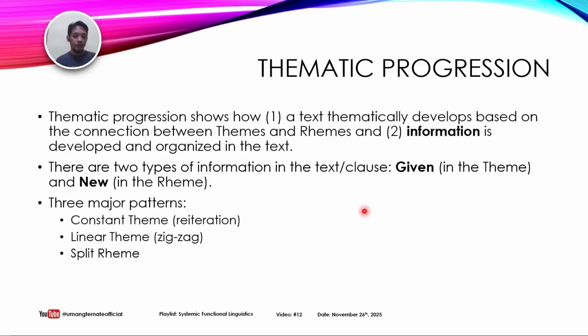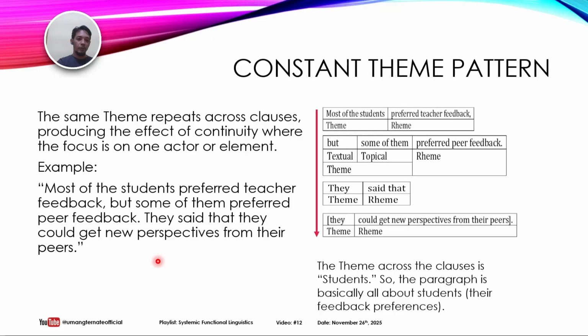There are three major patterns when we talk about thematic progressions. They are the constant theme pattern or reiteration, the linear theme pattern or zigzag pattern, like in some SFL sources, and the split rheme pattern. We will see these three patterns one by one. This is the constant theme pattern, and this pattern is characterized by the same theme repeating across clauses, producing the effect of continuity where the focus is on one actor or element, on one thing.